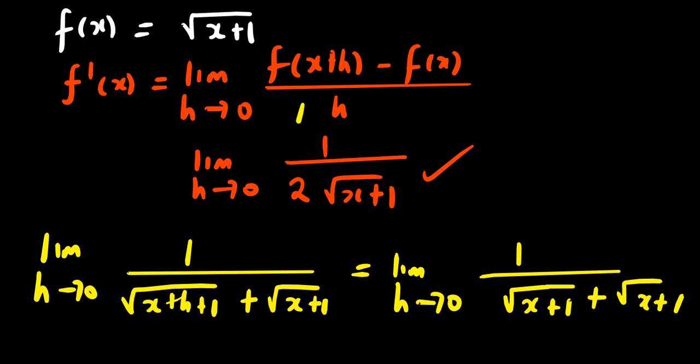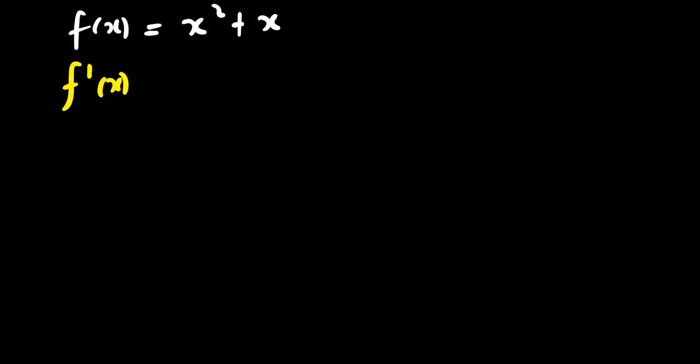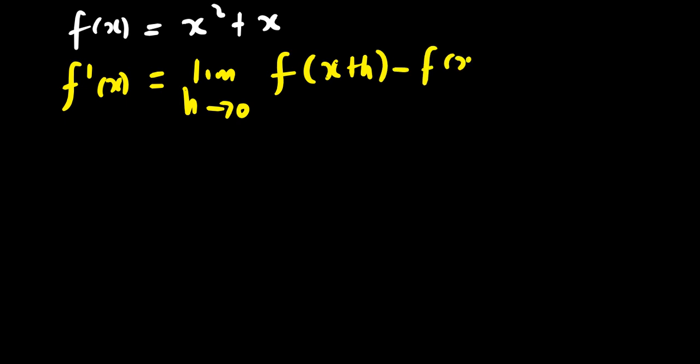Let's solve the last question. Let's say you have f of x equals, let's say, x squared plus x. So how are you going to solve this one? You're going to say f prime of x, you can write your formula: the limit as h is approaching 0 of f of x plus h minus f of x, everything over h. That is our formula. Now let's solve.